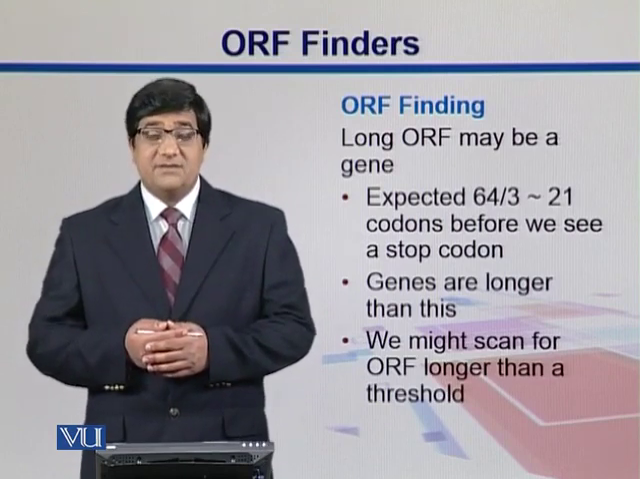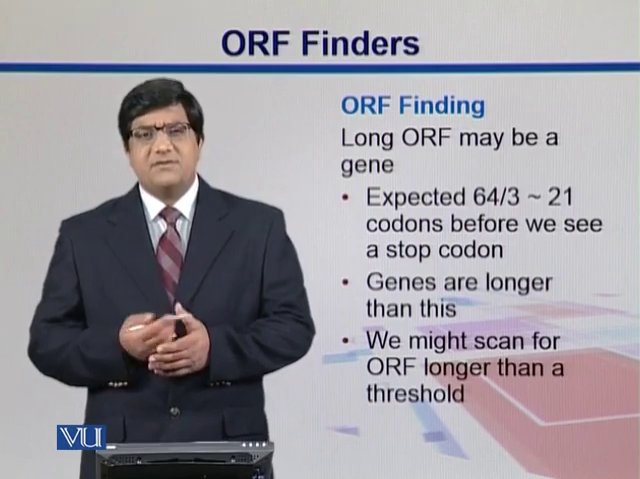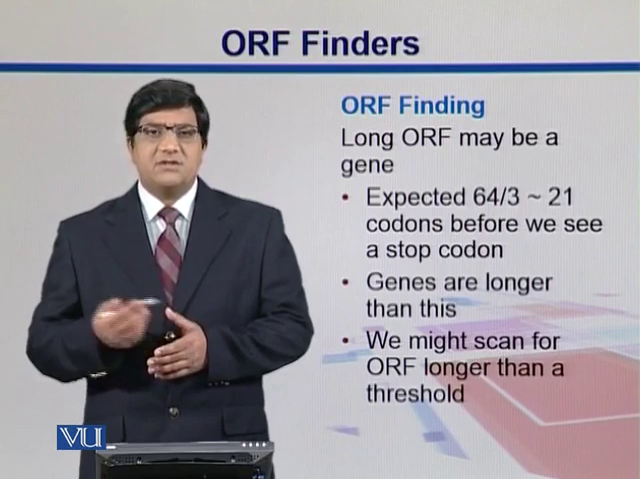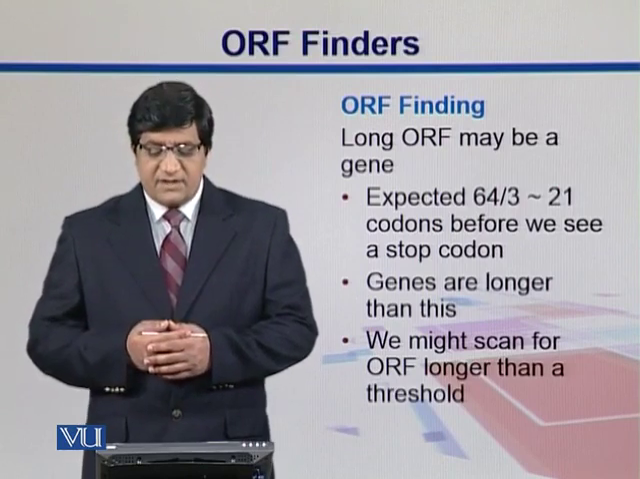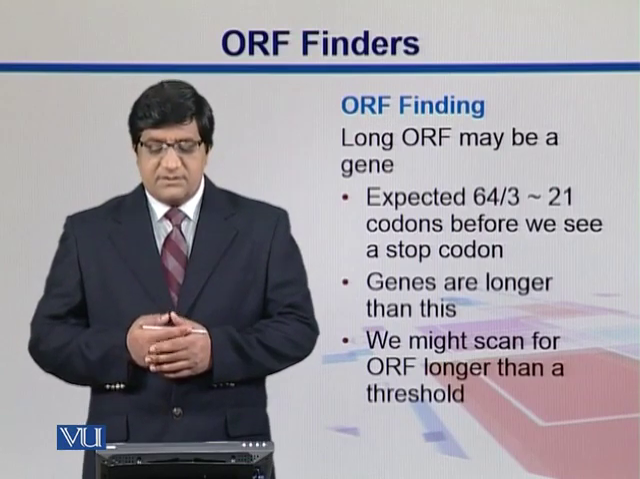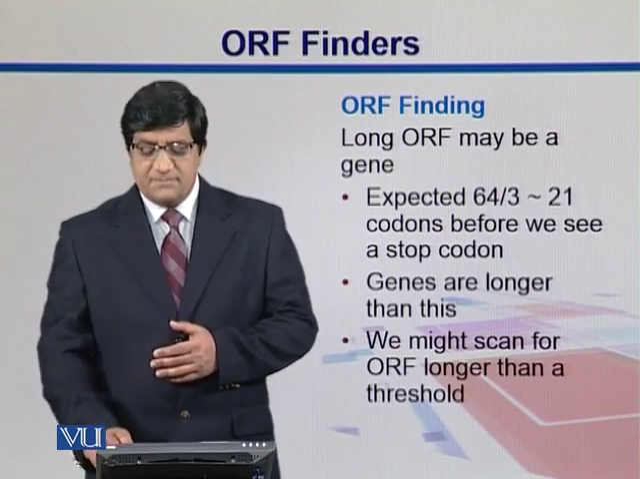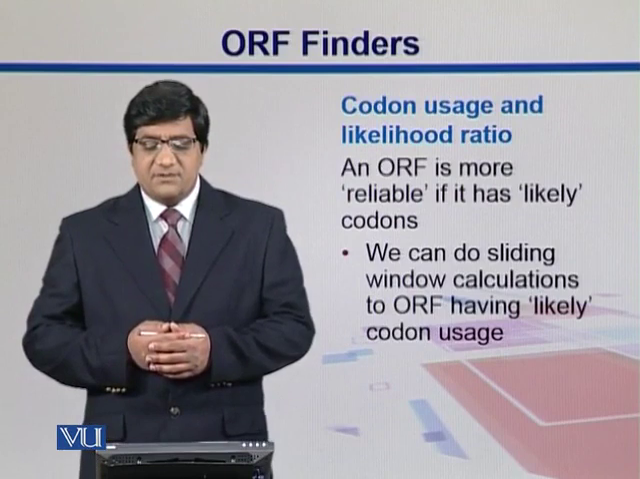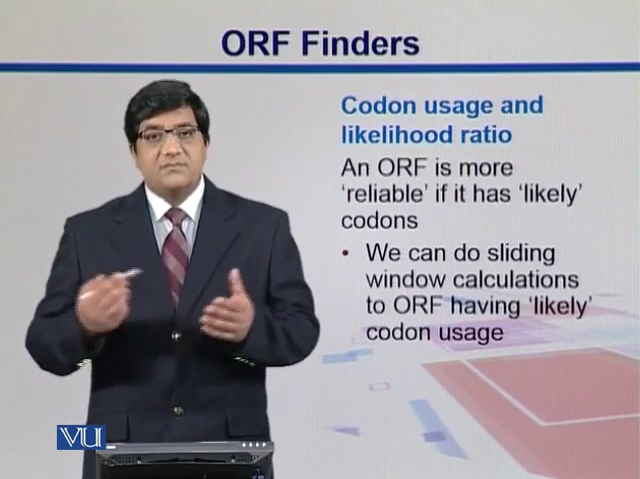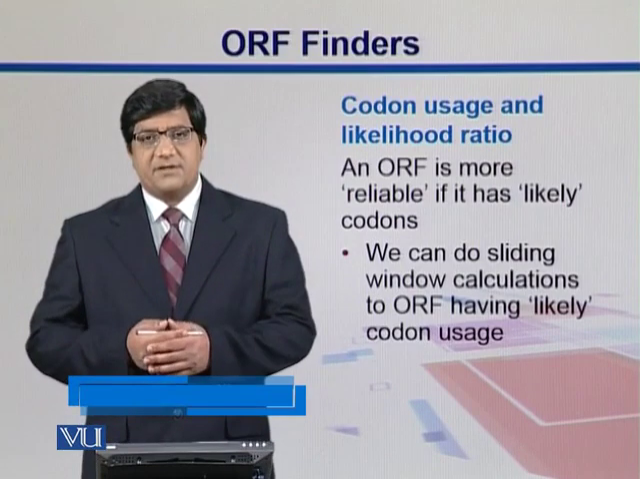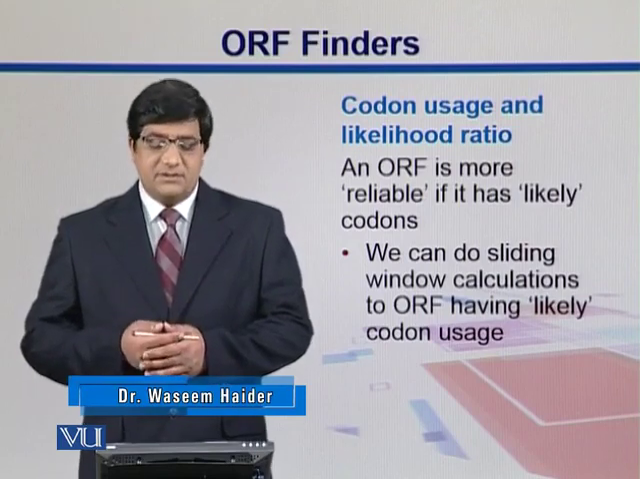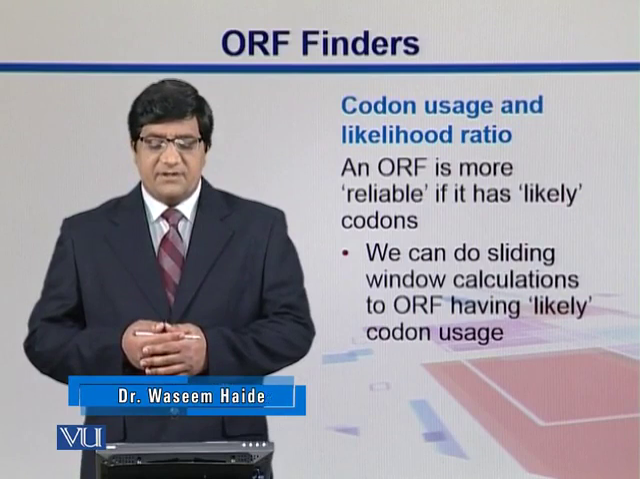But is it the right length? Obviously no, because mostly we know that our genes are much longer than this. So we might scan for ORFs longer than some threshold sometimes. An ORF is also more reliable if we look into the frequency of some expected codons. We can put more reliability on it. So an ORF is more reliable if it has likely codons.